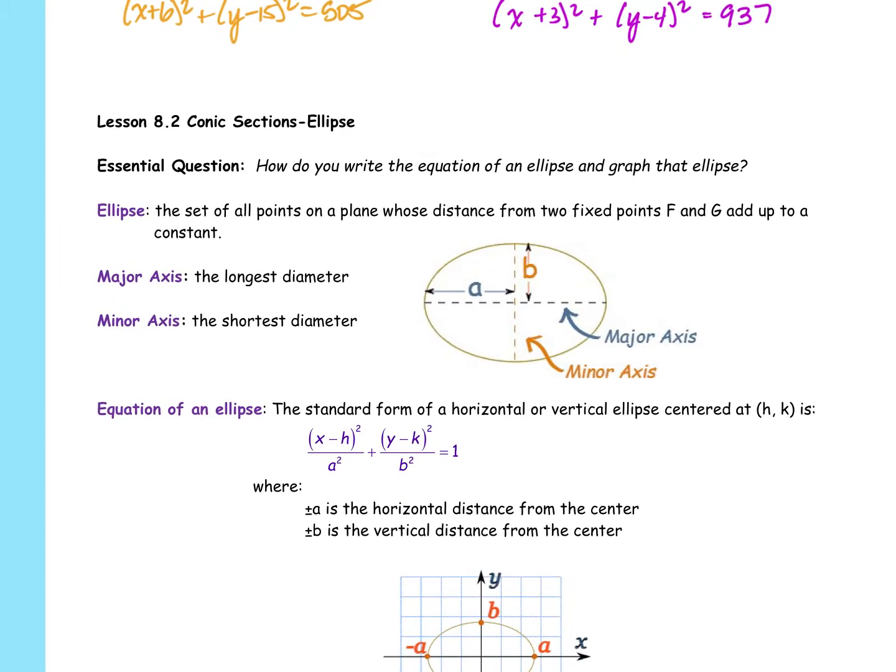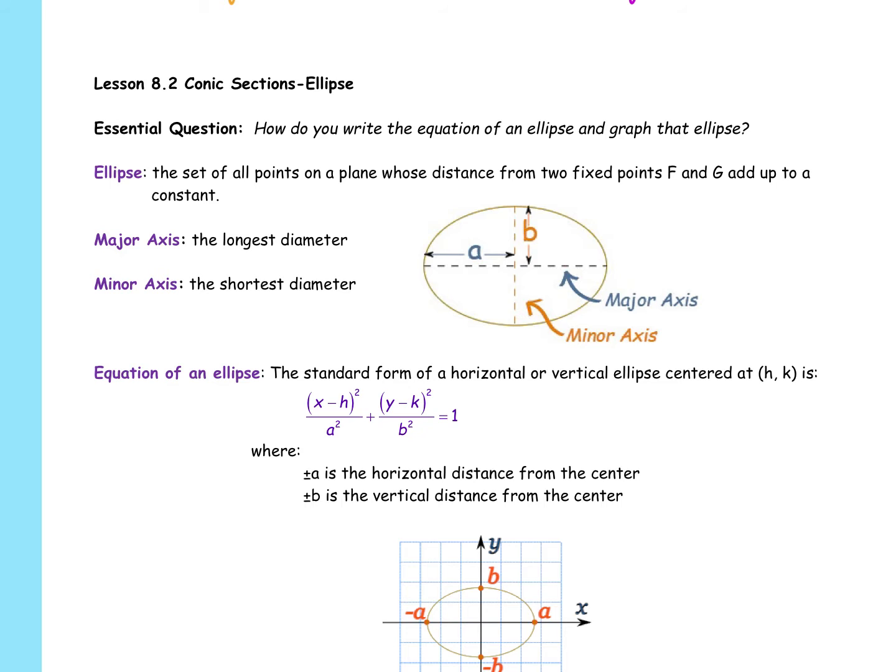Okay. So now we're moving on to, we're still doing conic sections, and we're talking about ellipses. So we're going from circles to an ellipse. An ellipse is just a flattened circle. Okay, well, a circle is an ellipse, but, you know, okay. An ellipse is a set of all points on a plane whose distance from two fixed points, F and G, add up to a constant. Great. We're not going to talk about that part of the definition, but that's what it is. Ellipses have a major axis and a minor axis. The major axis is the longest diameter, and the minor axis is the shortest diameter.